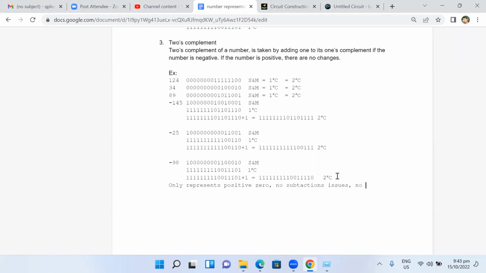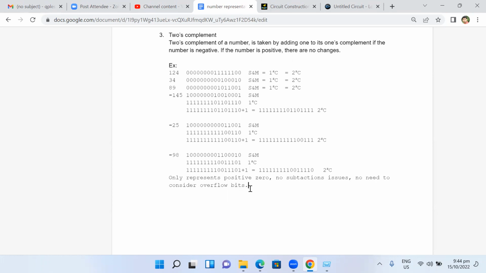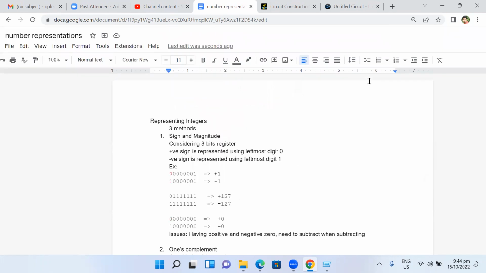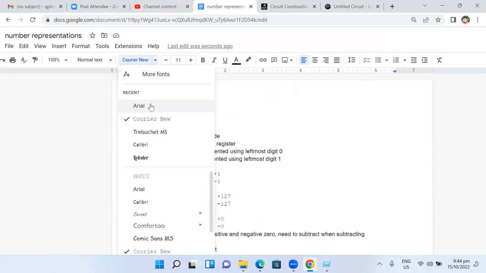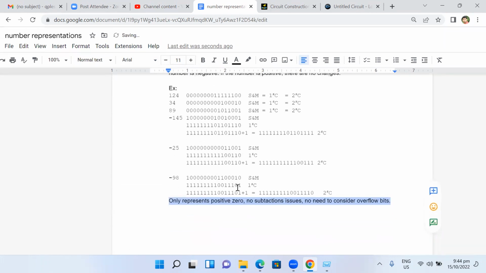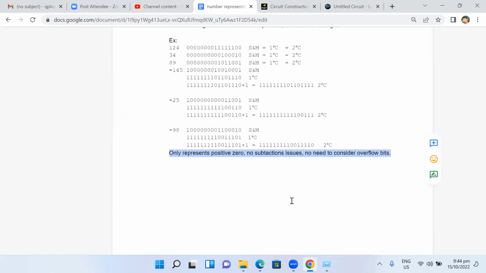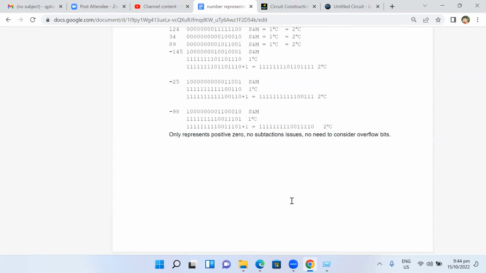No need to consider overflow bits. Right? That is the final conclusion that we have come to with this number system. So no need to consider the negative, positive, so no positive zeros, no negative zeros, no subtraction issue, and no overflow bits. So what are these overflow bits? What is this subtraction? Let's learn quickly.